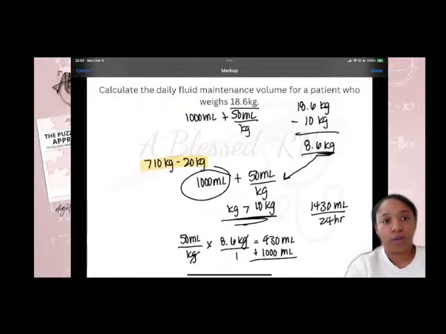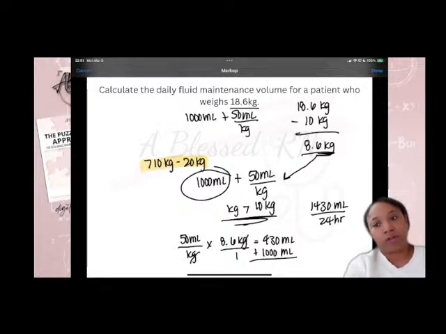So if you needed to figure out how much to do on the IV pump, so they ask you, what would you set the IV pump to deliver the fluid volume maintenance dose for this patient? Then you would take your 1430 divided by 24, and that's what's going to give you your rate. So 1430 divided by 24 would be 59.5, so 60 milliliters per hour on the pump.